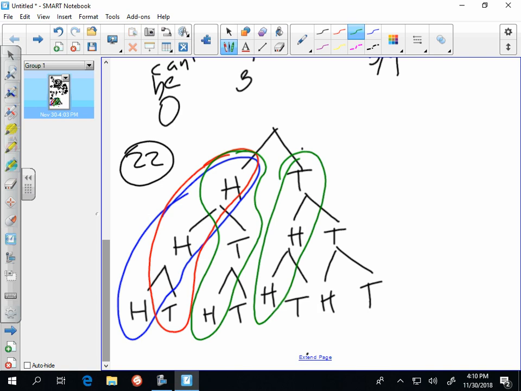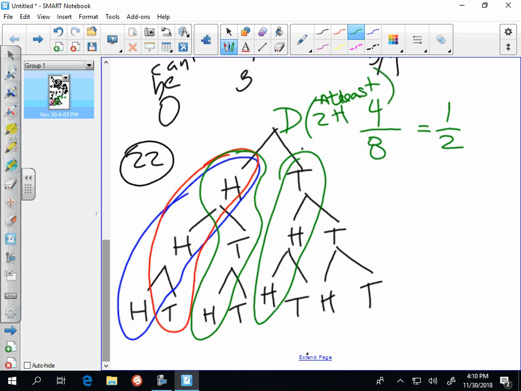How many total paths are there? 1, 2, 3, 4, 5, 6, 7, 8. And 4 of them work for at least 2 heads. So the probability of at least 2 heads is 1 half. And that corresponds with H. Alright, let's take a look now at the on your own problems.